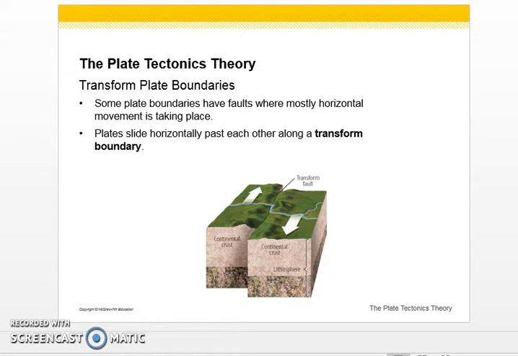We have a third type of plate boundary, and it's called a transform plate boundary. Some plate boundaries have faults where mostly horizontal movement is taking place. Remember, horizontal goes this way. Plates slide horizontally past each other along a transform boundary. So if these two things were here, let's say 2 loaves of bread or 2 erasers, and if I pulled one towards me, at the same time pushing the other one away from me, that would be a transform boundary.